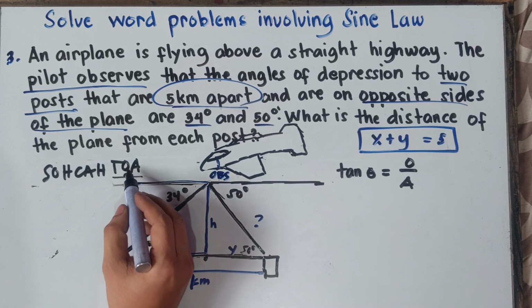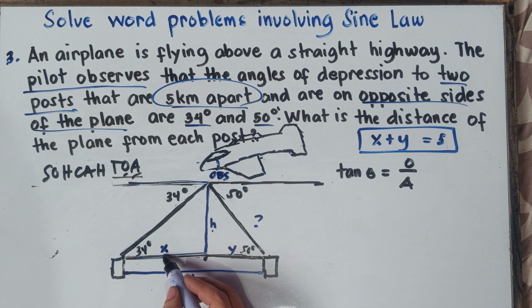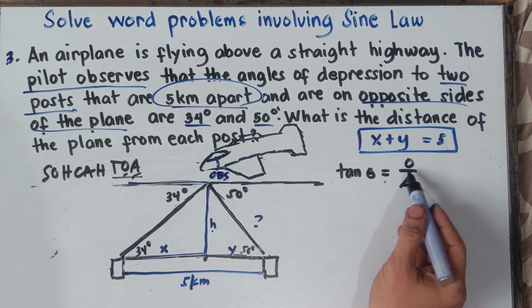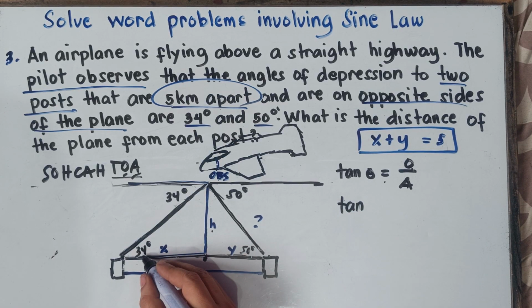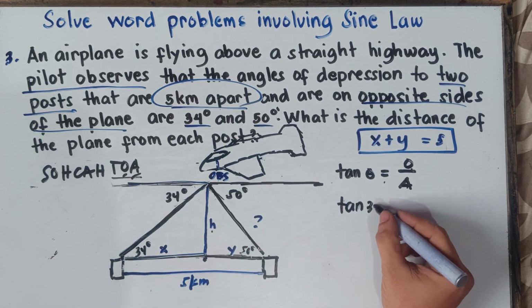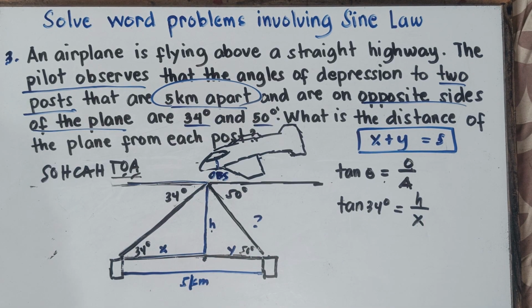Tangent, that would be opposite over adjacent. We are given the opposite and the adjacent, so we can say tangent theta is equal to opposite over adjacent. Tangent of the reference angle, 34 degrees, is equal to opposite h over adjacent x. To get the value of h, simply cross multiply.